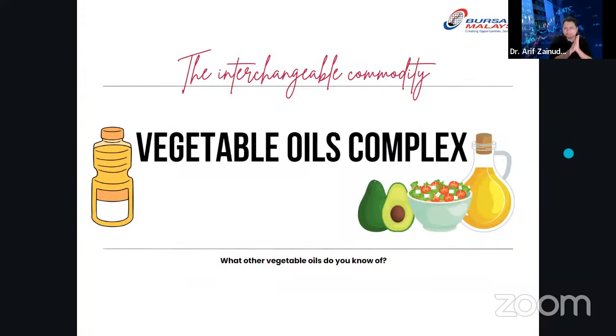All right. The next one is the vegetable oils complex. What other vegetable oils do you know of? The first one, we have CPO. The one that we talked about is sunflower oil. We have canola oil, we have corn oil. We also have FCPO's best friend, which is soybean oil, and then there are a few others, like rapeseed oil.